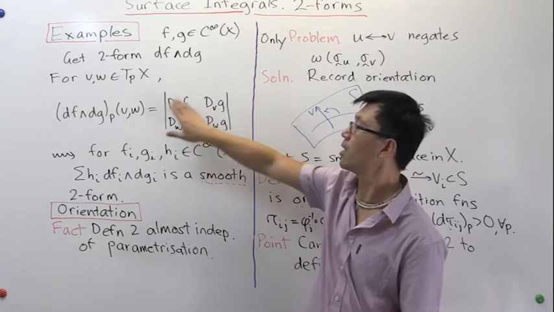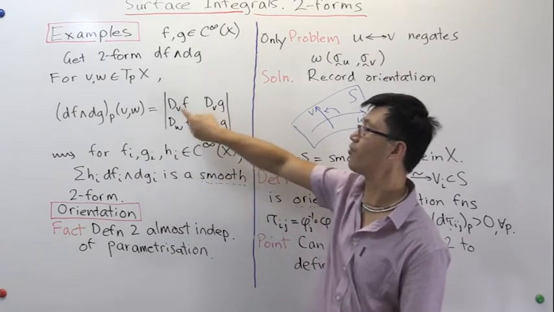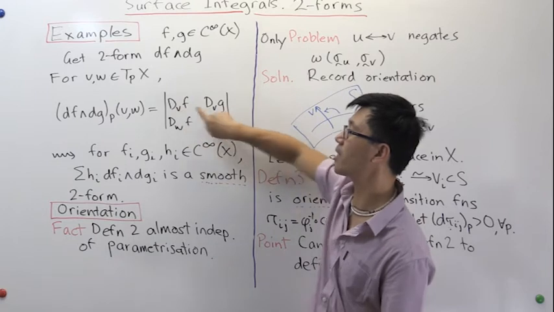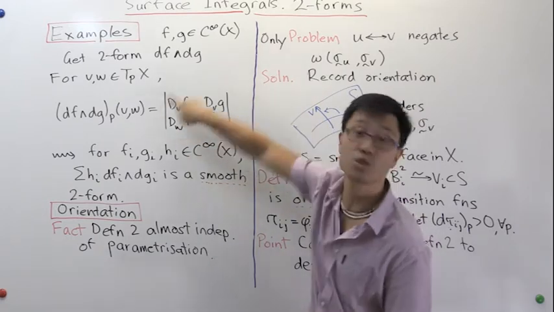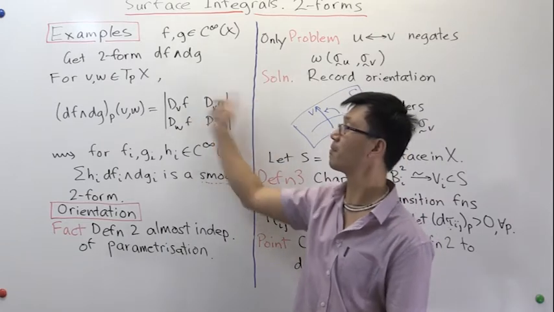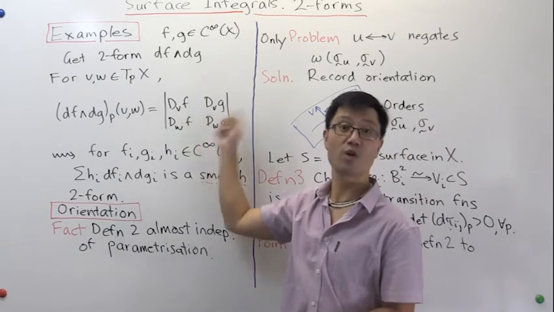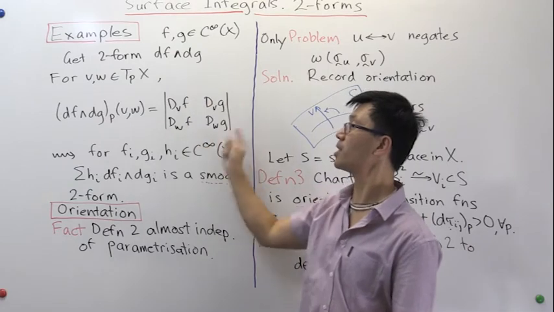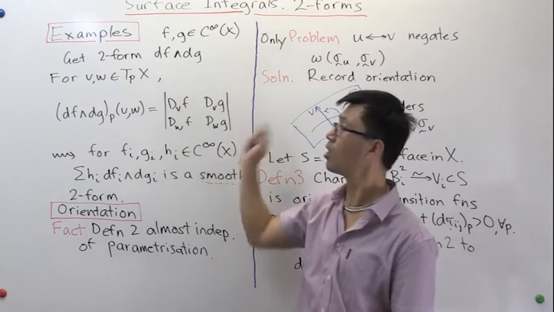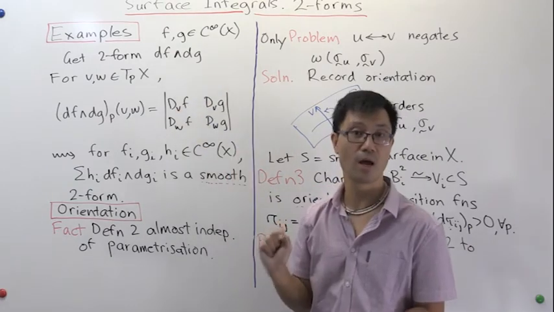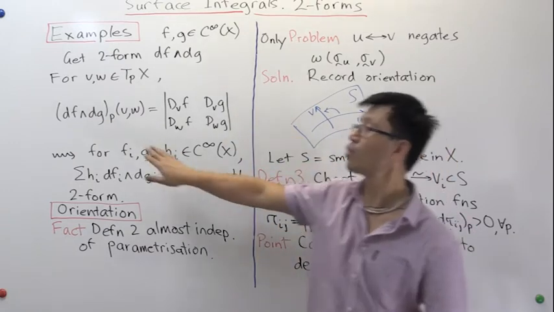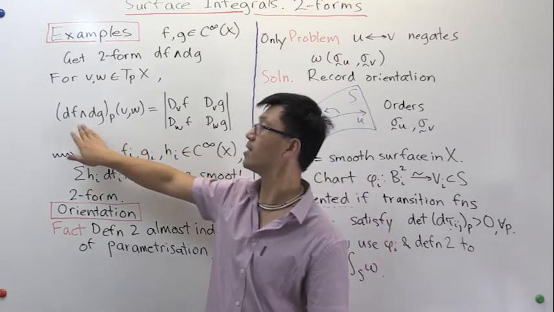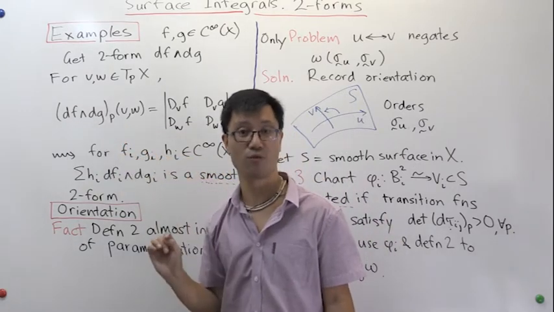Okay, so what about linearity in v? Well, since you're just applying linear functionals on this v here, this is df of v and this is dg of v, so this first row is linear in v. And since this first row is linear in v, the determinant is linear in each of its rows. So this is also linear in v as well. And the same argument shows that this is in fact linear in w as well. So what we see now is that this does indeed define a two form.